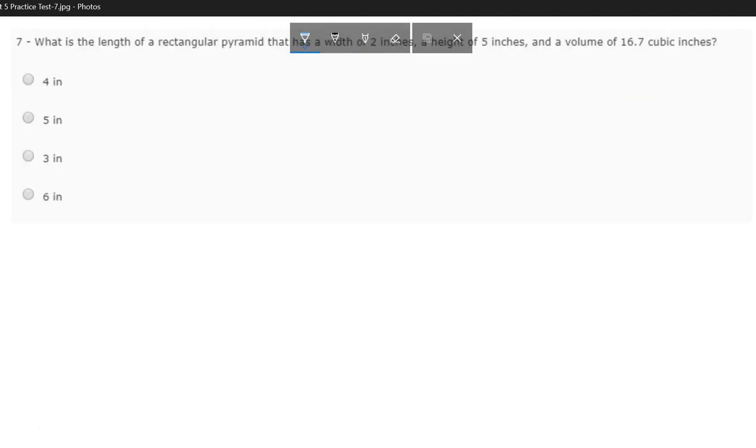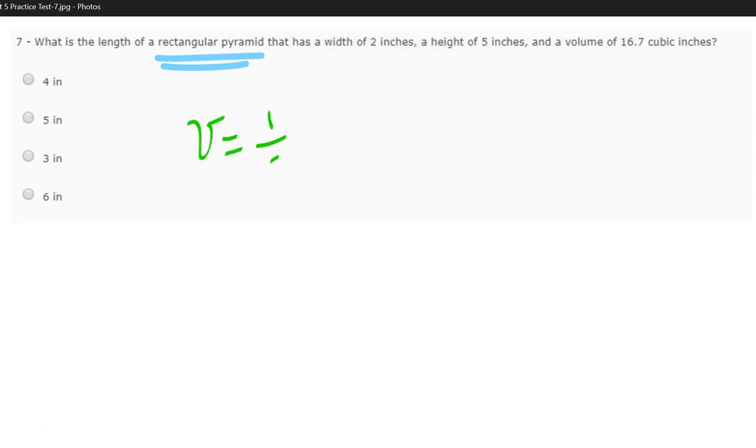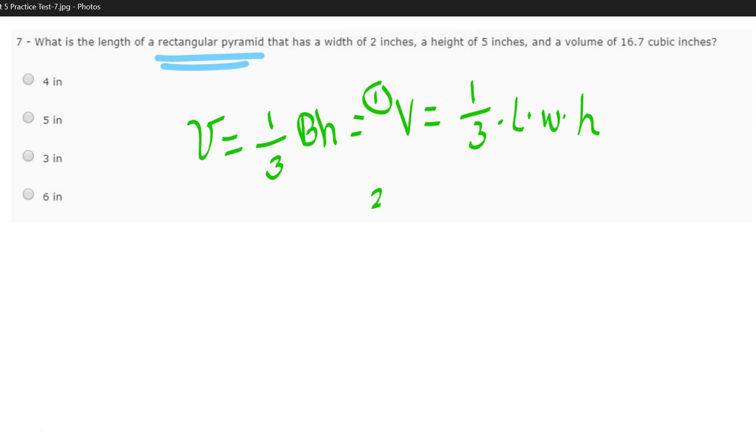All right. In this problem, it tells us about a rectangular pyramid. We know that for rectangular pyramids, the volume formula is 1/3 pyramid base times height, or we do volume equals 1/3 times the length times the width times the height. I've told you that the first step is picking your formula. The second step is to find the values. Here it tells us the volume is 16.7. It tells us that the width is 2 and the height is 5. And we're trying to find the length.